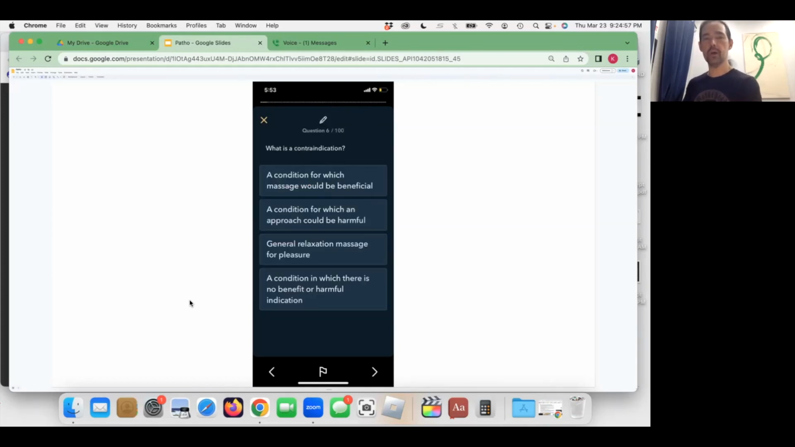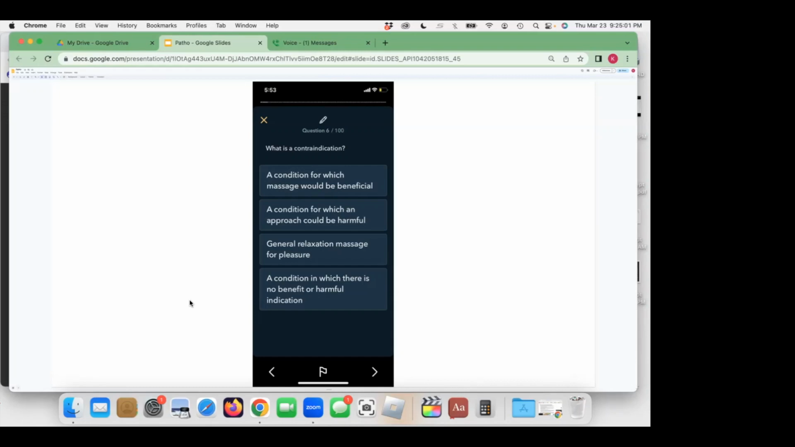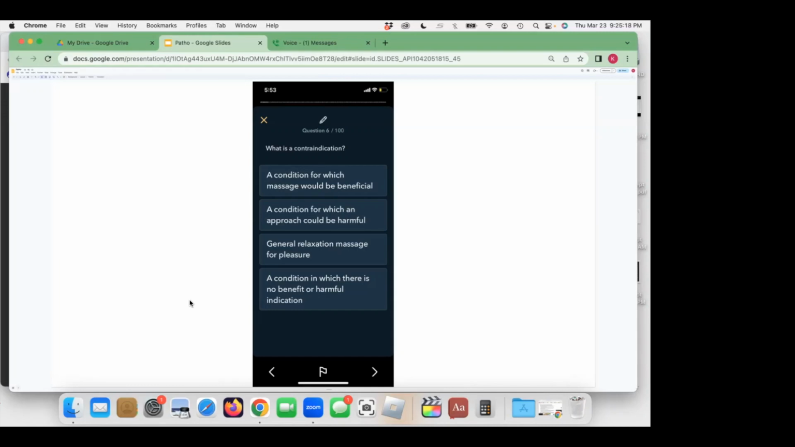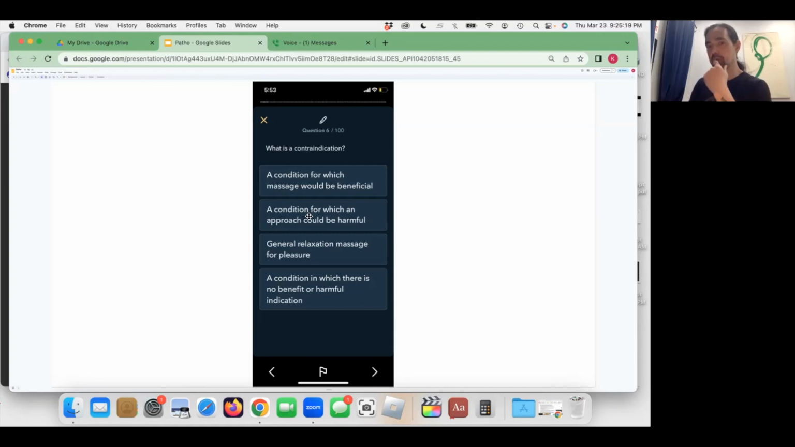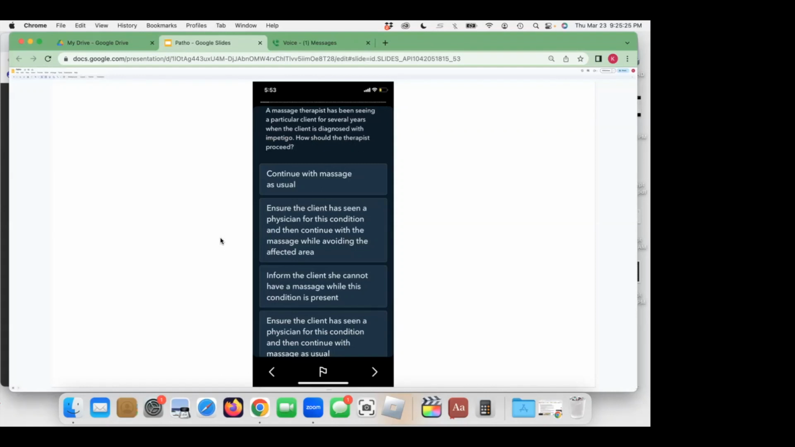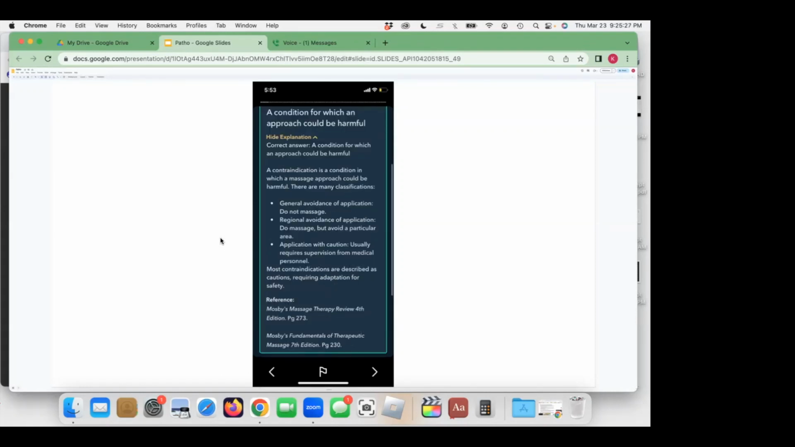Okay, number 6. What is a contraindication? Are you guys hearing me okay? Yes. Okay. What is a contraindication? A condition for which massage would be beneficial, a condition for which an approach could be harmful, general relaxation massage for pleasure, a condition in which there is no benefit or harmful indication. The second one. Okay, a condition for which an approach could be harmful, all right? That is correct. Next question.